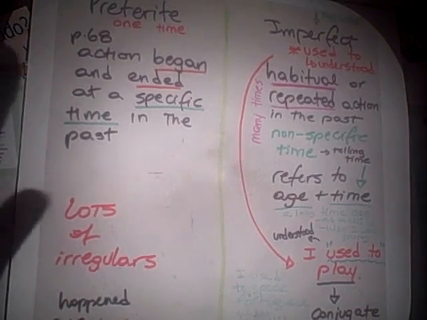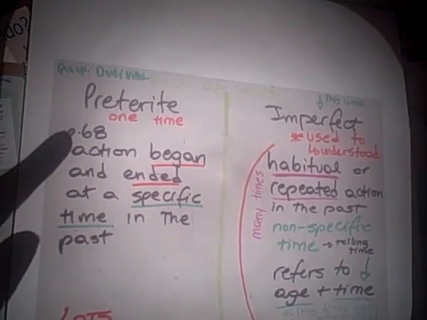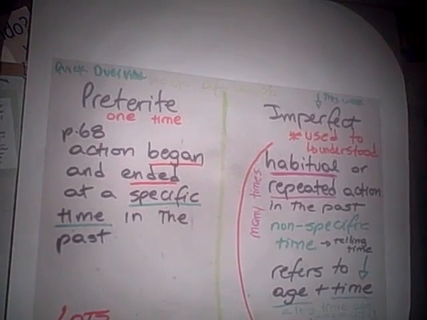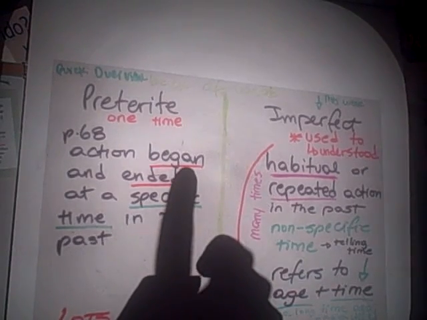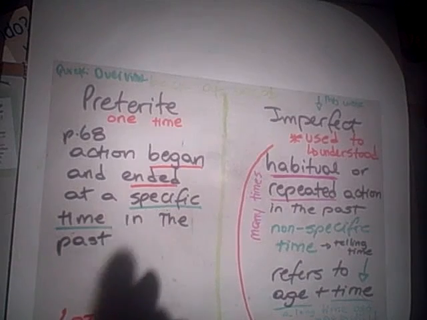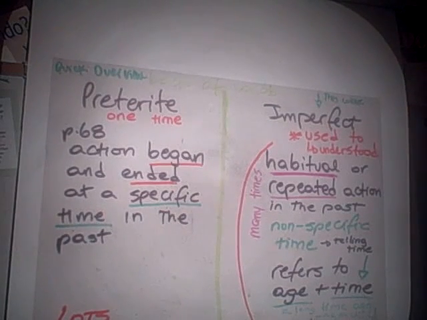Okay? But for the preterite tense, if you look on page 68 in your book, it basically tells you that it's a one-time thing. Okay? Page 68 tells you in Spanish there are two simple past tenses. The preterite tense, which you've already learned, is used to state an action that began and ended at a specific time in the past. The other simple tense is the imperfect tense. So action began and ended at a specific time in the past. That's from your book. So if you want to look on page 68, you do that.